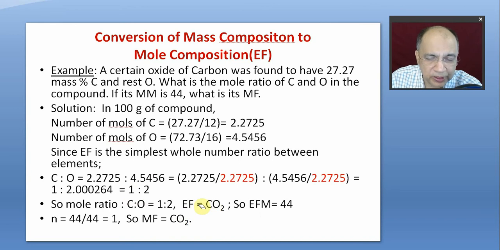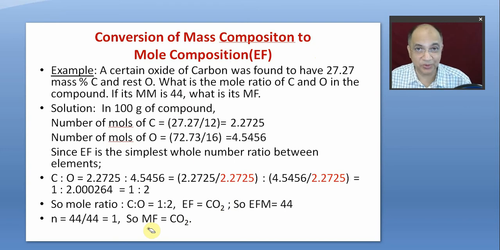Therefore, the empirical formula mass became 12 plus 32, which is 44. But fortunately, the molecular mass was also determined to be the same, 44. So 44 by 44, this is molecular mass, this is empirical formula mass, so that the n factor is 1. So the molecular formula is the same as the empirical formula because n is equal to 1.